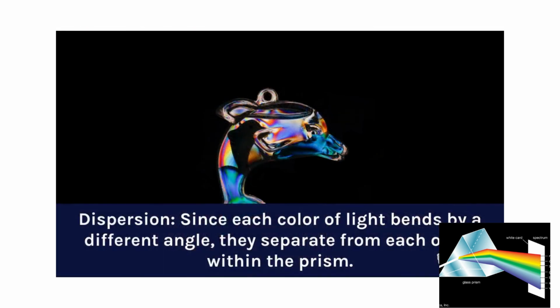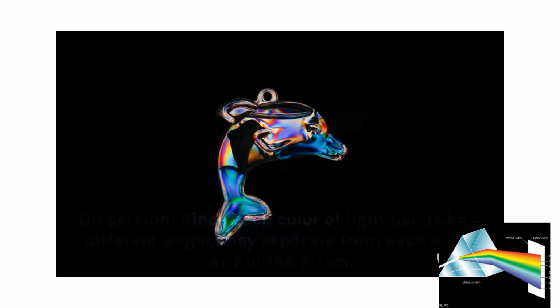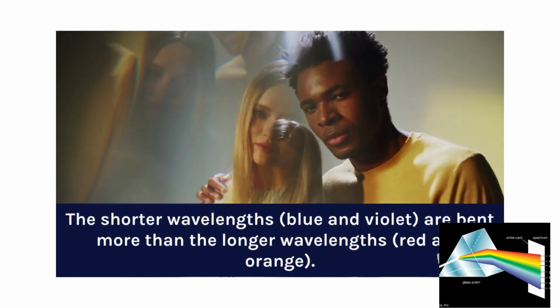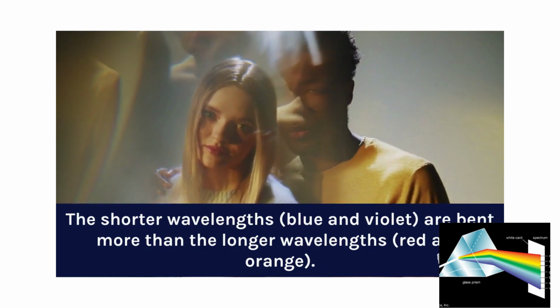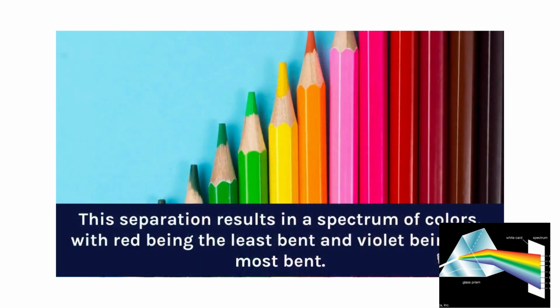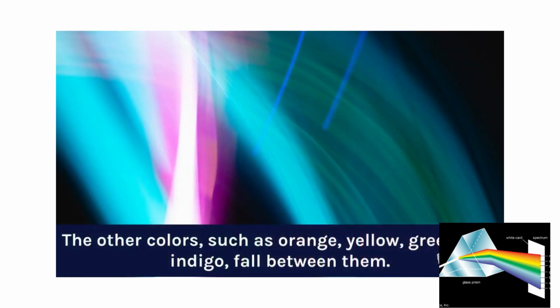Dispersion. Since each color of light bends by a different angle, they separate from each other within the prism. The shorter wavelengths, blue and violet, are bent more than the longer wavelengths, red and orange. This separation results in a spectrum of colors, with red being the least bent and violet being the most bent. The other colors, such as orange, yellow, green, and indigo, fall between them.